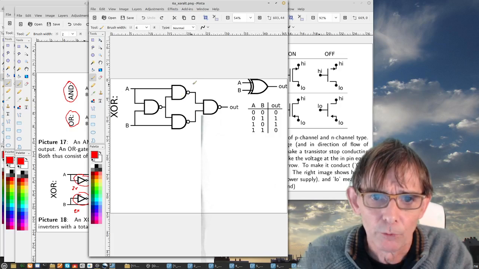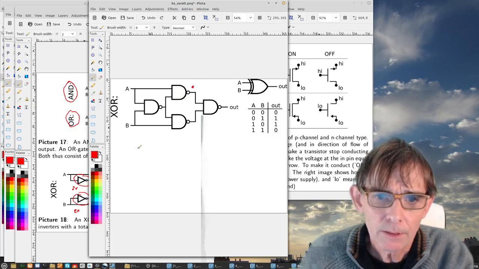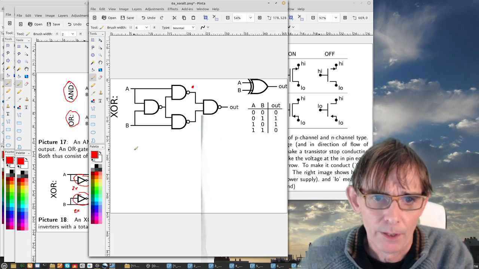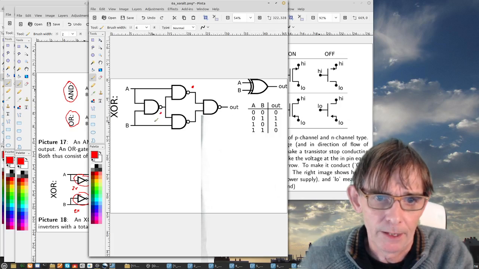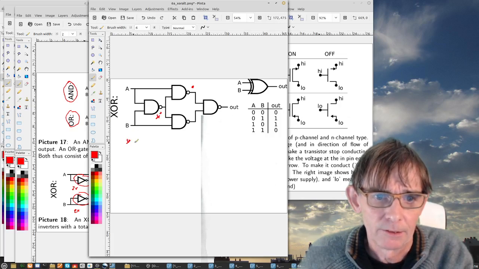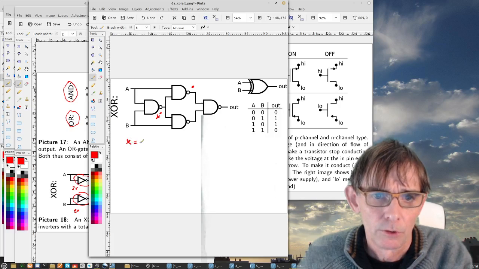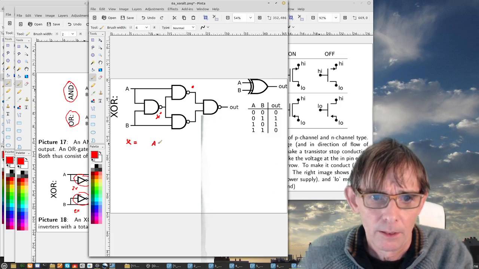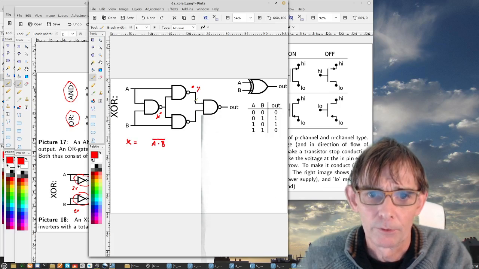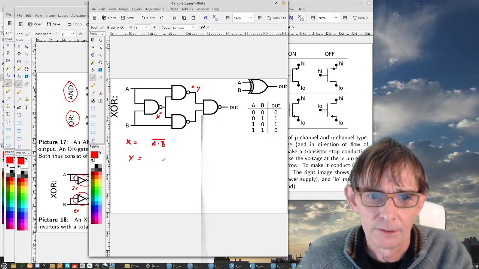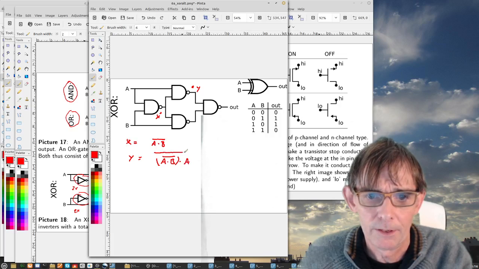So for instance, what do we have at this point? This red point. Let me put an X here, X equals A and B not. And then at this point, let's call it Y, is then A and B not, and A, and then everything inverted.